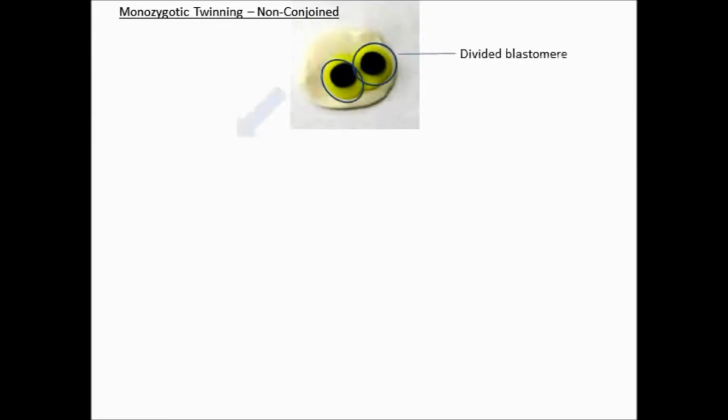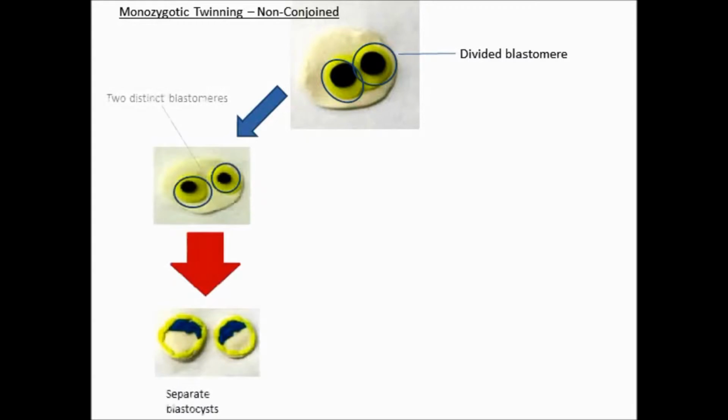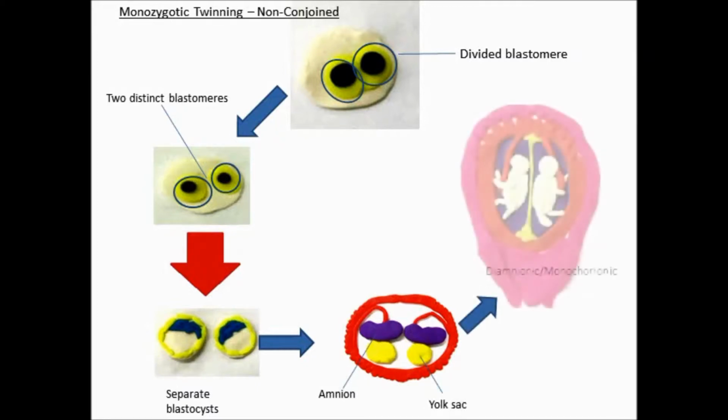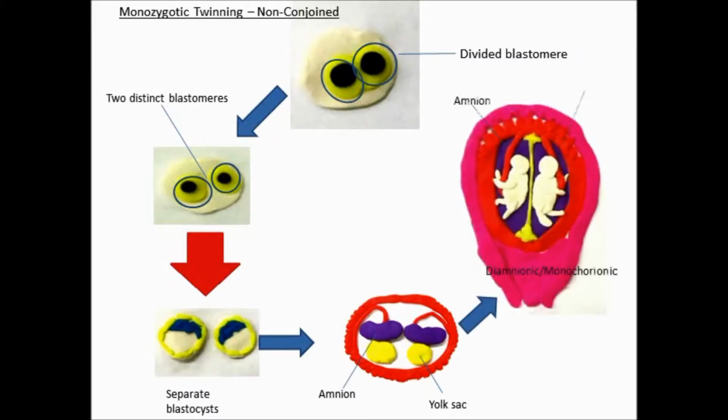In the first instance, the first division yields two completely separate blastomeres, further leading to two hatched blastocysts. These go on to develop separate amnions but end up sharing the same placenta. In the case that the first two blastomeres don't separate, it is the inner mass cells that determine the type of monozygotic twinning that occurs.